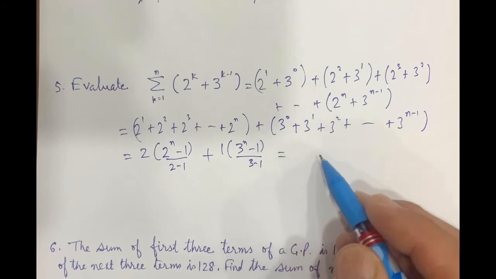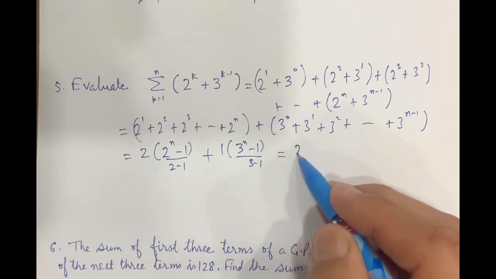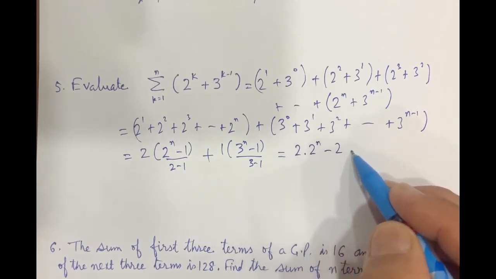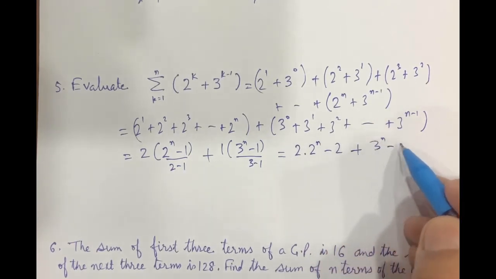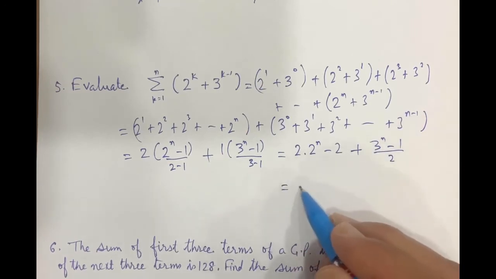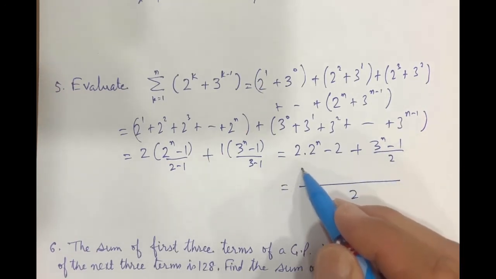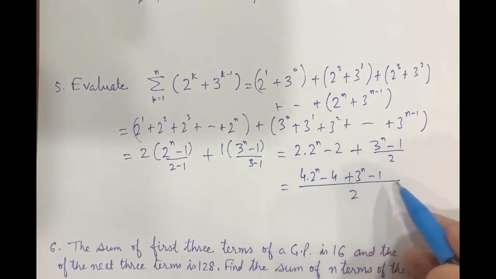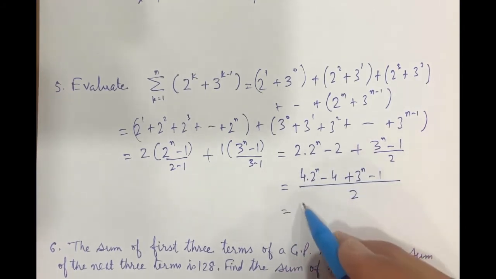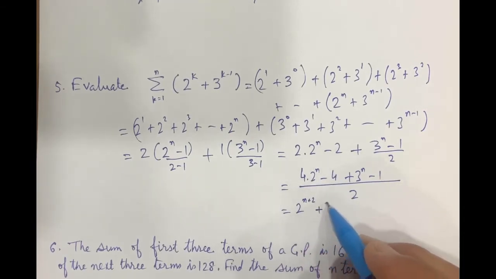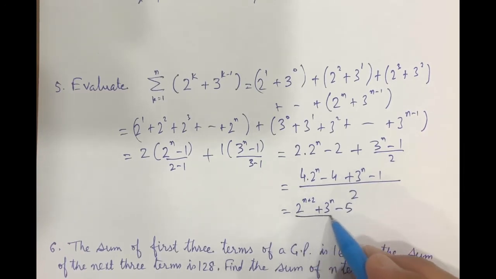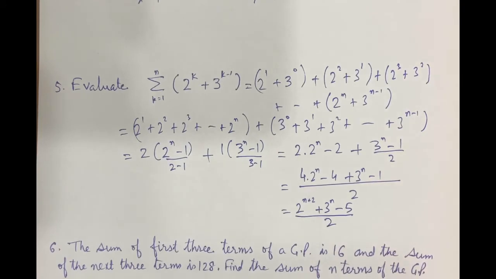So we take LCM. Okay, first of all write 2 into 2 raised per n minus 2, and plus 3 raised per n minus 1 upon 2. Now take 2 as LCM. This is 4 into 2 raised per n minus 4, plus 3 raised per n minus 1. This is 2 square into 2 raised per n, that is 2 raised per n plus 2, plus 3 raised per n, minus 4 minus 1 is minus 5, and divided by 2. This is the answer.